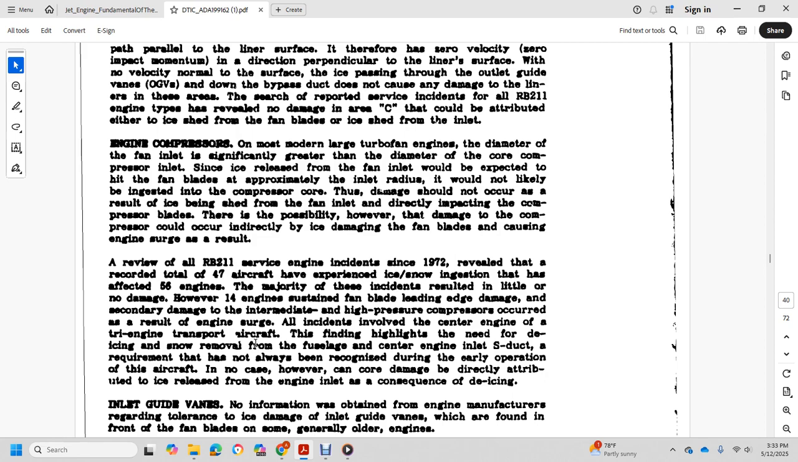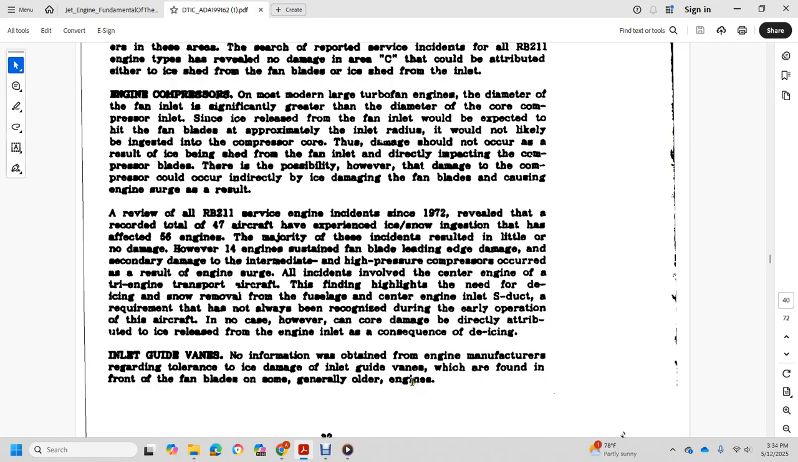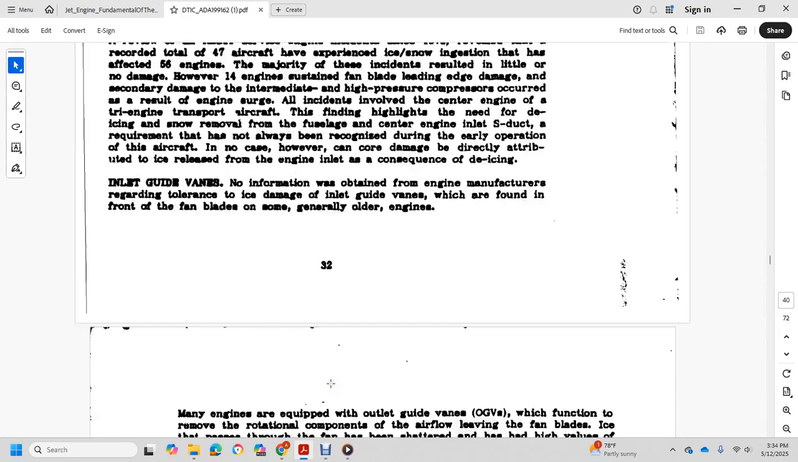The findings highlight the need for de-icing and snow removal of the fuselage, center engine inlets, and S-duct, a requirement that has not always been recognized during the early operation of the aircraft. In no case, however, was core damage directly attributed to ice released from the engine inlet following de-icing. There is no information from the engine manufacturer regarding tolerance of the inlet guide vanes to ice damage. Inlet guide vanes are found in front of the blades on some of the generally older engines.